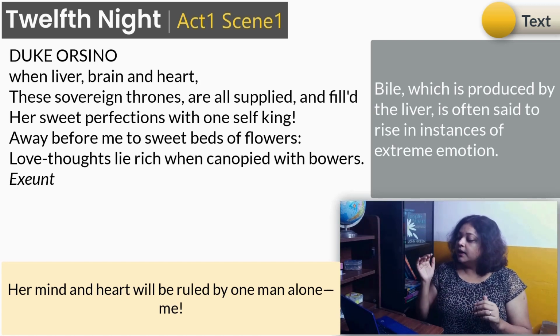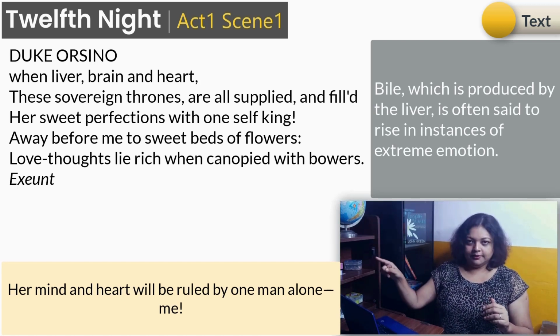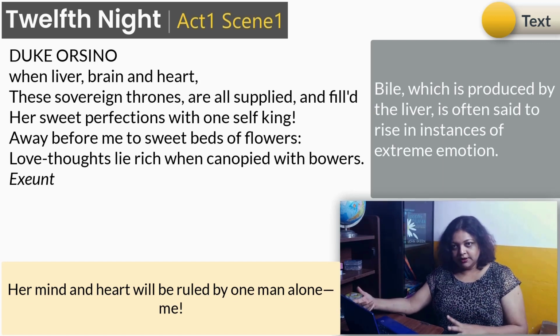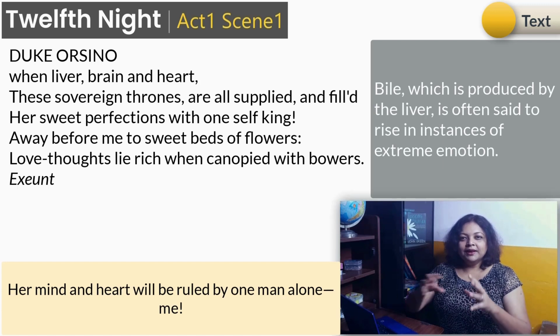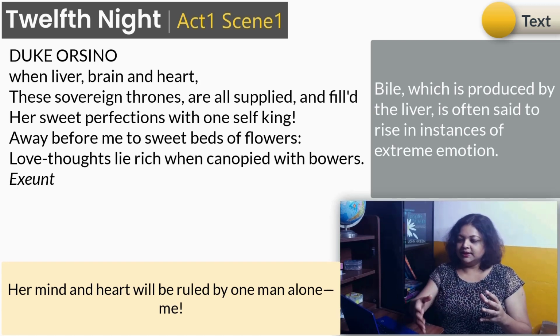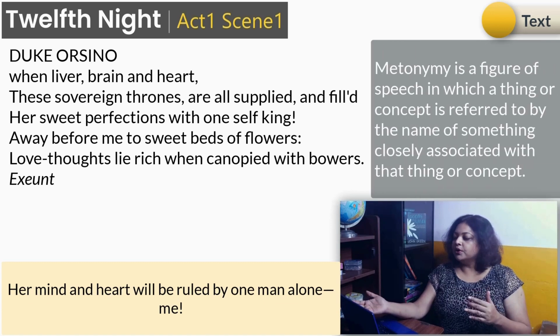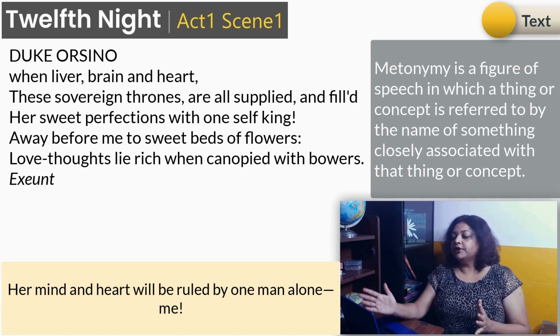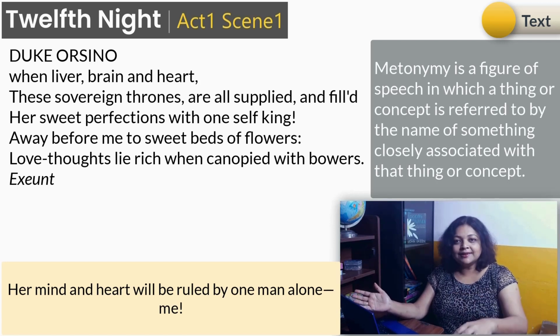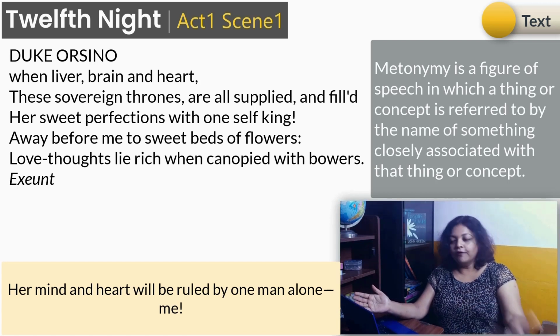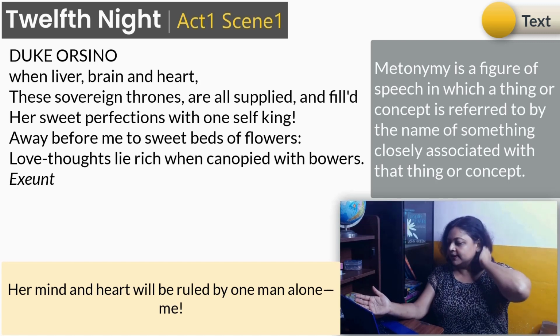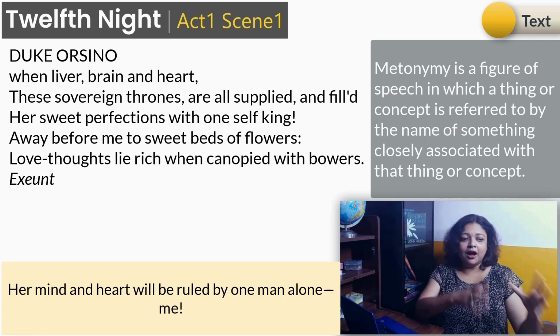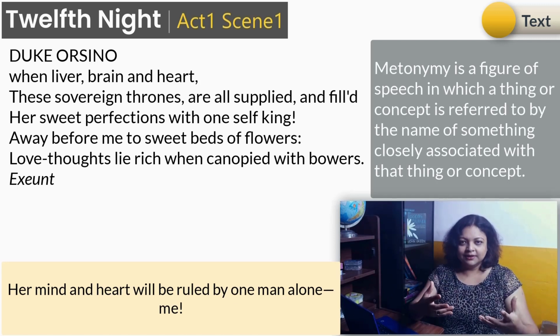So the Duke says, when liver, brain and heart, so instead of saying when desire, intellect and emotion, he is using the organs associated with these things. So here he is using what we say a metonymy. These sovereign thrones, these places, these organs of these emotions and desires are all supplied. So when the liver, brain and heart, they are all supplied with Orsino.